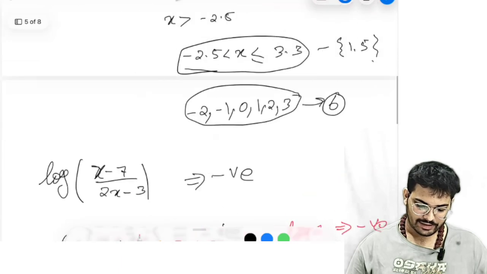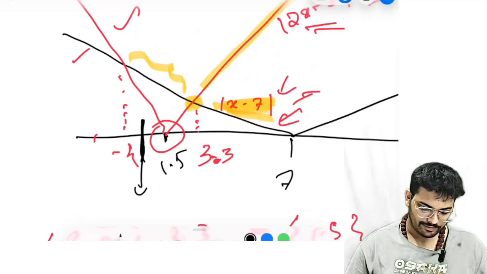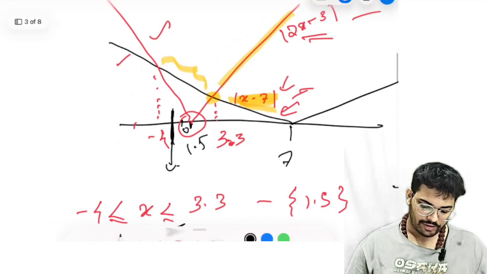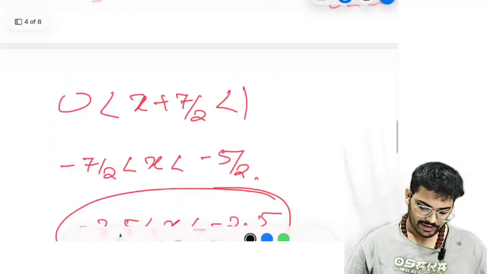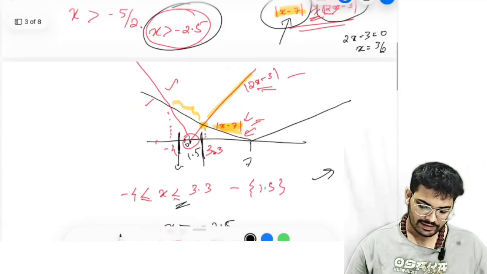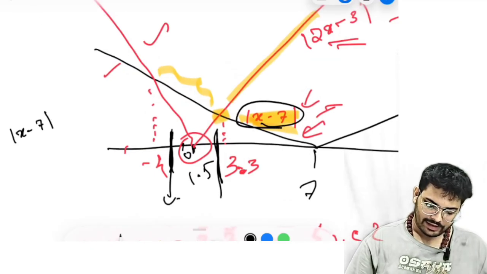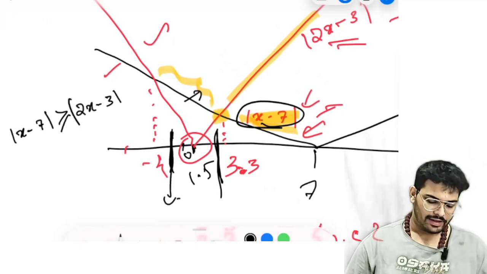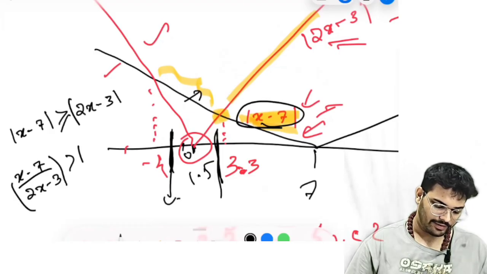Now in this range, minus 3.5 is somewhere here. Minus 3.5 will be somewhere here, in between the 0 and minus 1.5. And another region will be 2.5. 2.45 is somewhere here before 3.3, right? So in this region, minus 3.5 to minus 2.5, if you closely observe, the mod of x minus 7 graph lies above the mod of 2x minus 3 graph. That means mod of x minus 7 divided by 2x minus 3 is greater than 1.